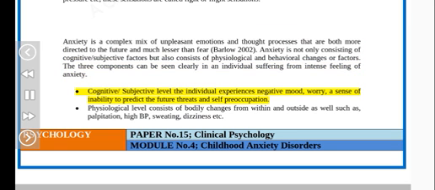Cognitive subjective level. The individual experiences negative mood, worry, a sense of inability to predict the future threats and self-preoccupation. Physiological level consists of bodily changes from within and outside as well such as palpitation, high BP, sweating, dizziness, etc.